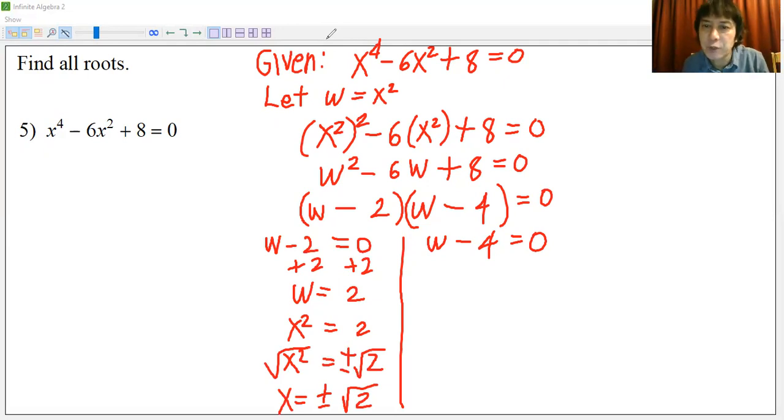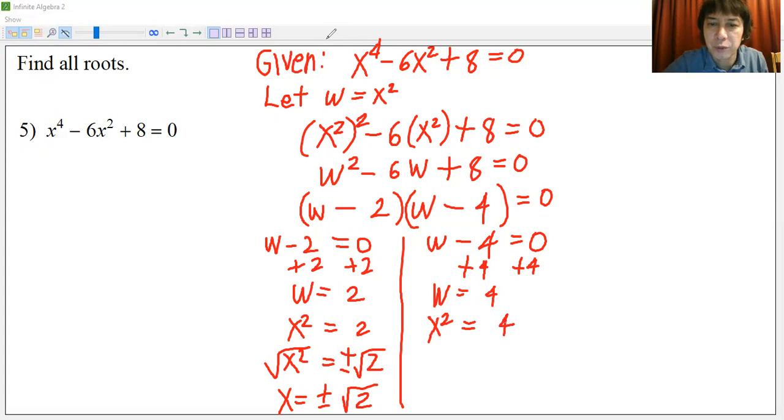Okay, w minus 4 is equal to 0. We shall solve this by way of addition. Let's add 4 to both sides, and w is 4. And then substitute now x squared in place of w. So x squared is 4.